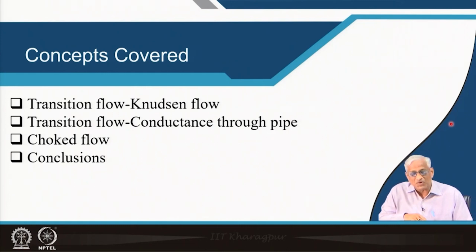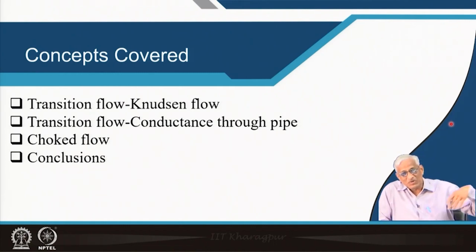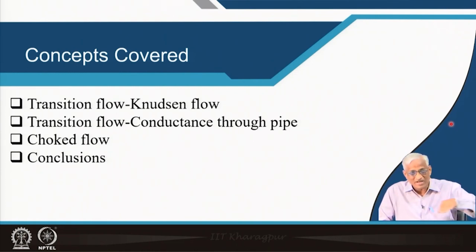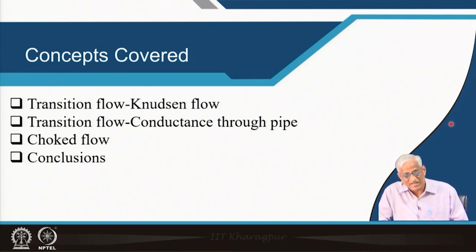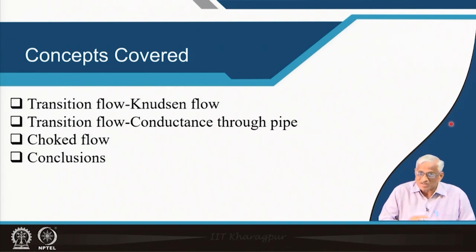Then transition flow conductance through a pipe, just like we calculated viscous flow conductance in lecture 32 and molecular flow conductance in lecture 33. Here we will find out transition flow conductance, because it has to come from laminar and enter into molecular only through transition. And also choked flow conditions, which at times we face, not always. At that time we have to understand concepts of fluid flow. There we do not directly talk of conductance, but indirectly these are all involved. It is basically resistance to flow.